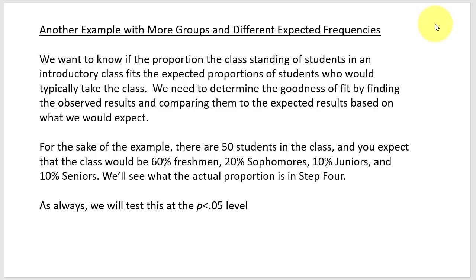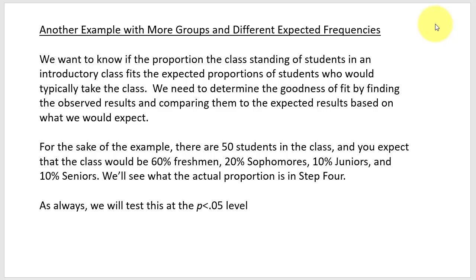In this example, we're going to take a look at a situation where we don't expect that the groups are equal, but that we expect them to have a certain proportion based on an estimate of what we would expect in a first-year introductory class. So here's the example. We want to know if the proportion of class standing of students in an introductory class fits the expected proportions of students who would typically take the class. We need to determine the goodness of fit by finding the observed results and then comparing them to the expected results based on what we would expect in an introductory class.